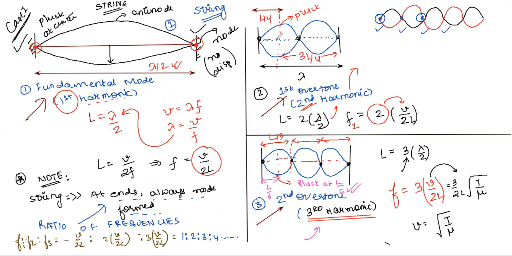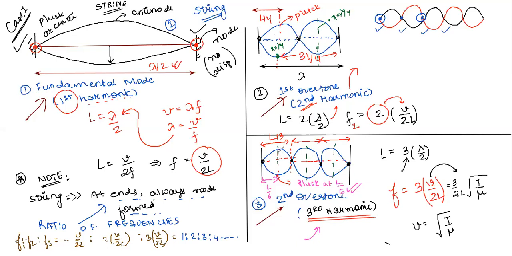So this point is an antinode. The first antinode is formed at the distance x equal to lambda by 4. What about the second antinode? 3 lambda by 4. So are we all clear how nodes and antinodes exchange their position in case of a string and in case of an open organ pipe?